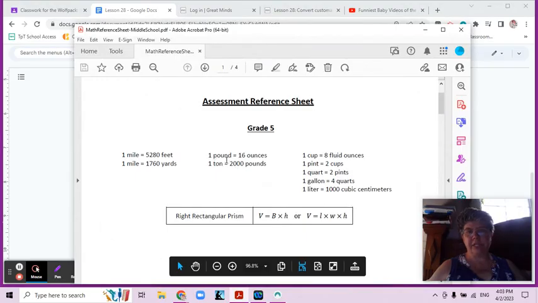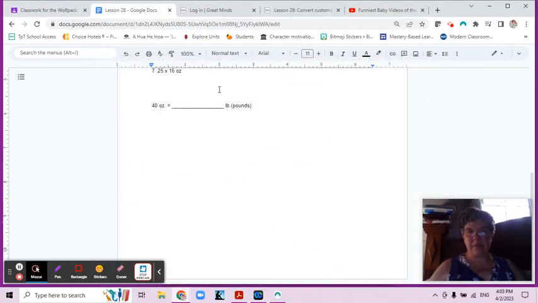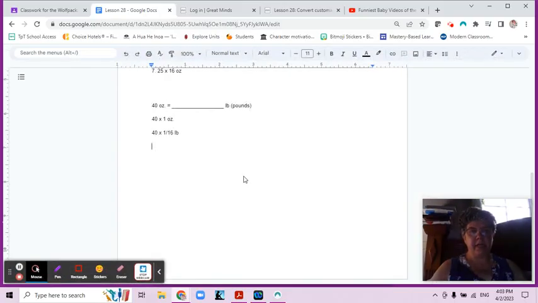Once again, looking at our reference sheet, I know that 1 pound is 16 ounces. But now I'm going from a smaller measurement, ounces, to a larger measurement, pound. I'm still going to do the same thing where I'm going to write 40 times 1 ounce. And then I'm going to substitute. But now I have to substitute how much is 1 ounce in pounds. Okay, so 1 ounce is 1/16 of a pound, right? 1/16. Because 1/16 of a pound is 1 ounce. Got that? Okay, so now I'm just going to multiply 40 times 1 is 40 over 16.